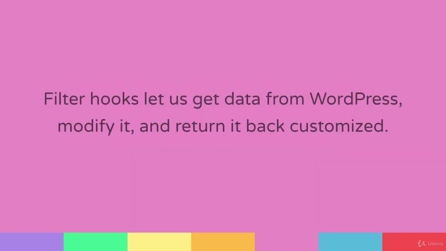Filter hooks, on the other hand, let us get data from WordPress, modify it, and then return it back customized. So rather than being triggered when a certain event takes place, we're able to pull data out of WordPress, customize it to our own liking, and then return it back to be used in the same places WordPress would normally execute it or display it.